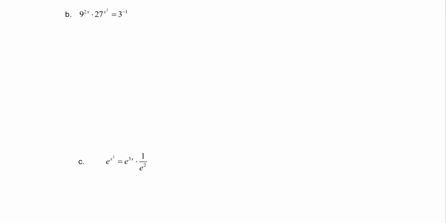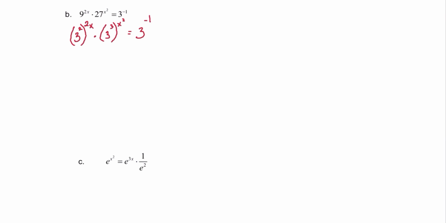In our second example, it's a little more complicated, but notice that we have different bases. We have 9, 27, and 3. But what if we can write them all as a power of the same base? And we can. 9 we can rewrite as 3 squared. So we have 3 squared raised to the 2x times 27 we can rewrite as 3 cubed. We have 3 cubed raised to the x squared. And then the right side is good. It's already 3 to a power.